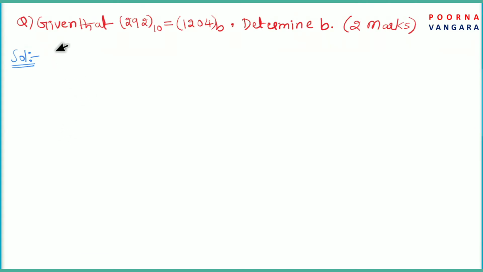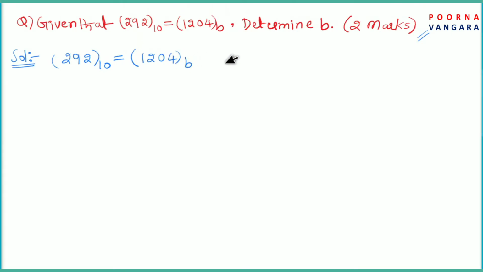So in this video let us see the previous JNTH question on number system. This is the question: given that 292 base 10 equal to 1204 base B, then determine the base B. So this is a 2 marks question, very simple. The given statement is 292 base 10 equal to 1204 base B. We need to find out this B value.